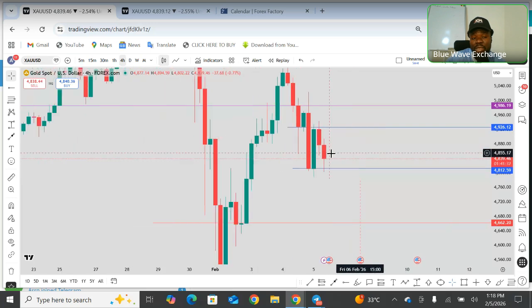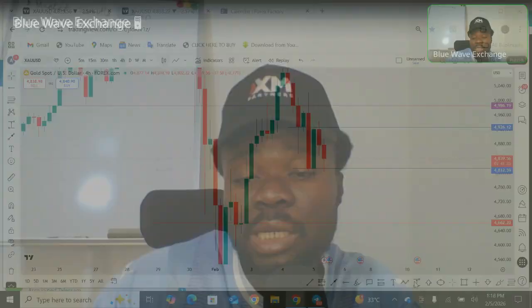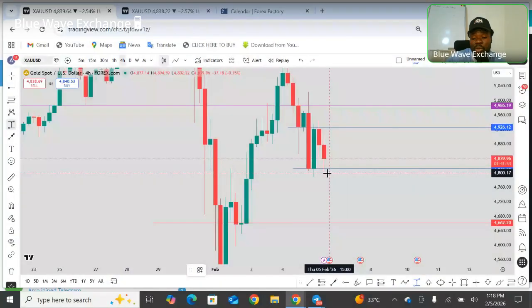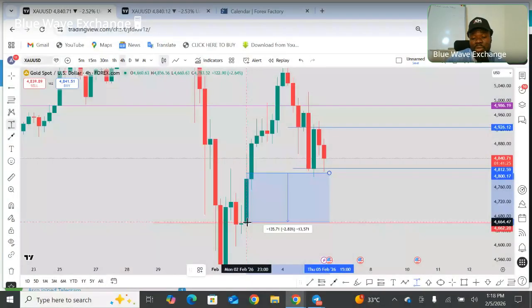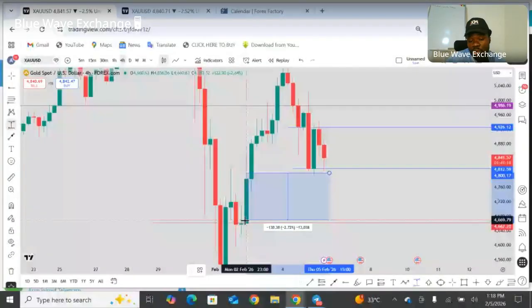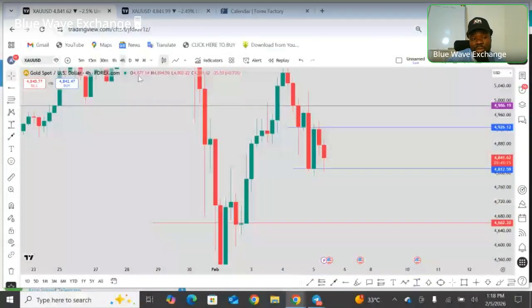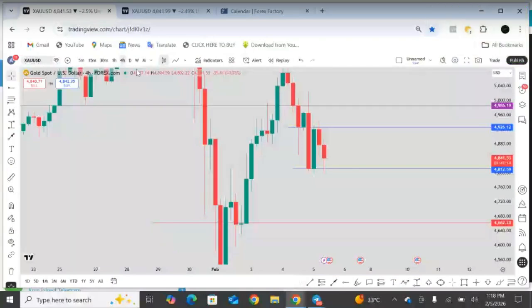So at this point, you are waiting for the candle to close below this one and take advantage of what? This, how many pips? 1,357 pips. So we are waiting for this zone. Let's move to the lower time frames as well.